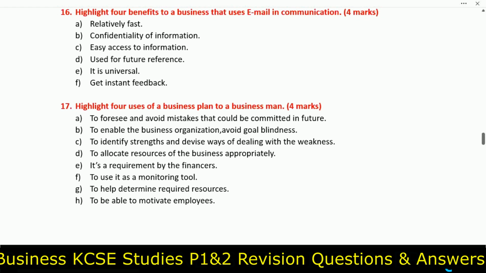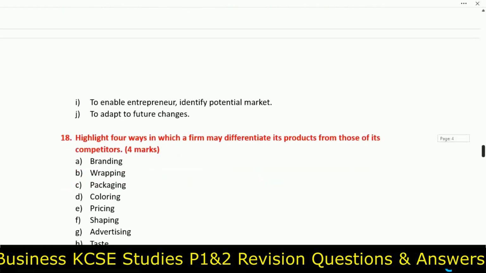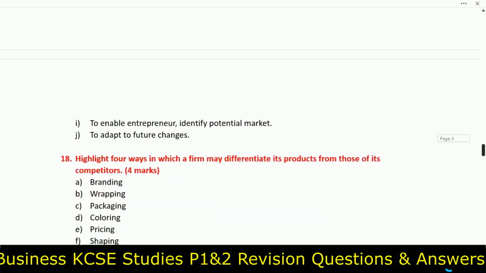Next, it's a requirement by financiers. Next, to use it as a monitoring tool. Next, to help determine required resources. Next, to be able to motivate employees. Let's go to the next one. To enable the entrepreneur identify potential market. Then the last one, to adapt to future changes.